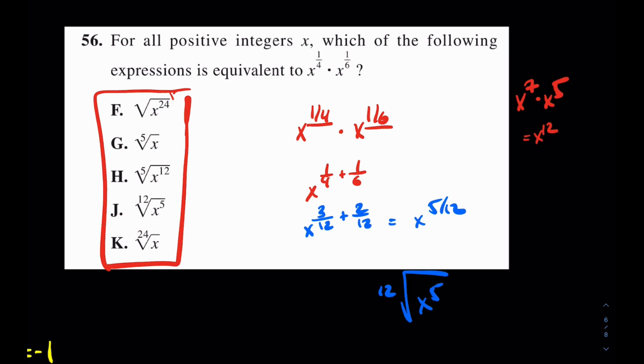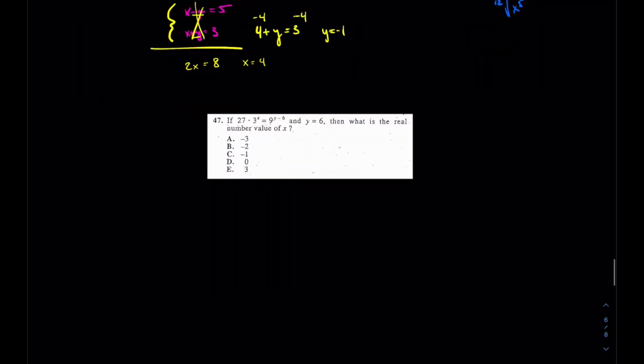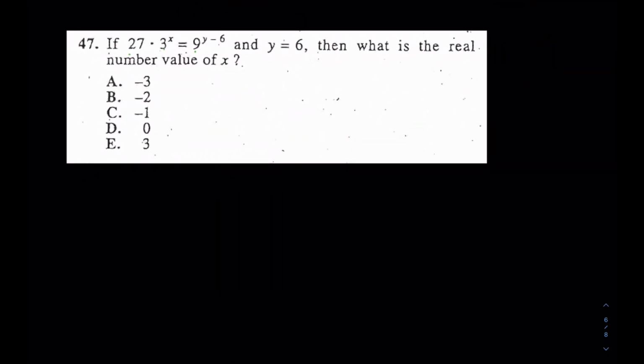Pretty cool there. That was 56. I'm going to move on to one last question down here. Let's try 47. And this is another one where you can actually hack. You can actually just try answer choices in for x, of course plugging y in for 6 as well. So that's a cool way to do this question. But the real way, I'll show you.